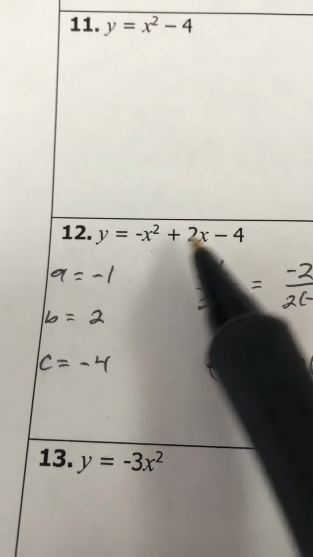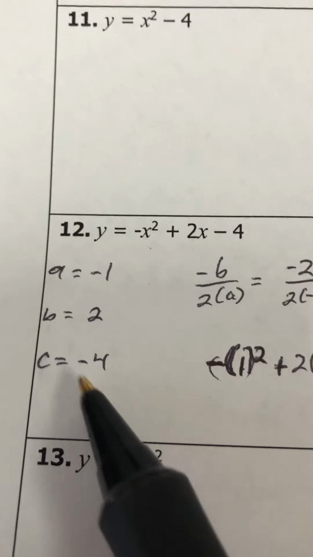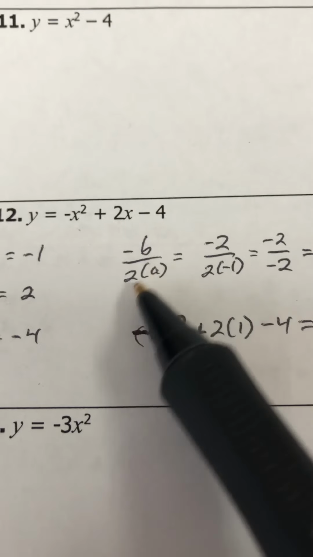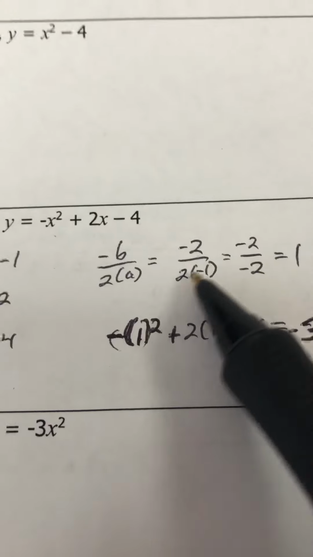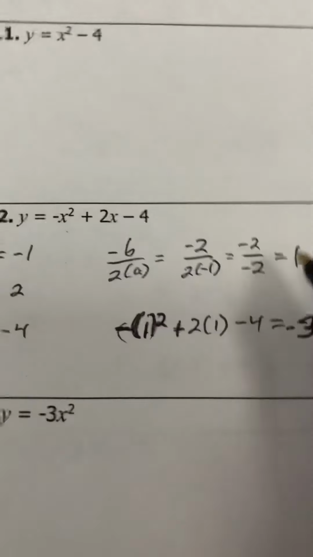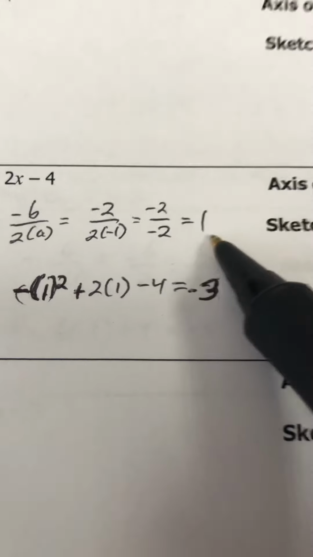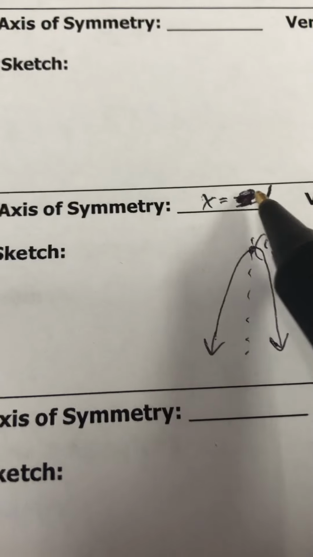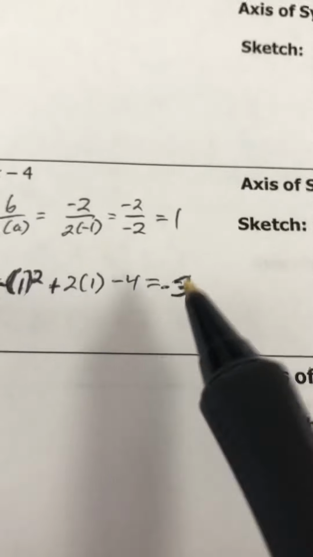My a is negative 1 then, my b is 2, and my c is negative 4. My negative b over 2a ends up being negative 2 over 2 times negative 1, which is negative 2 over negative 2, or 1. So my axis of symmetry is 1. I made a mistake there too. So I just put a 1 there.